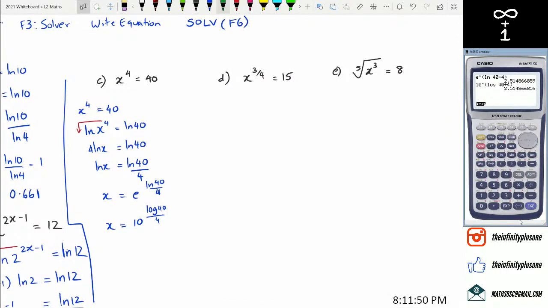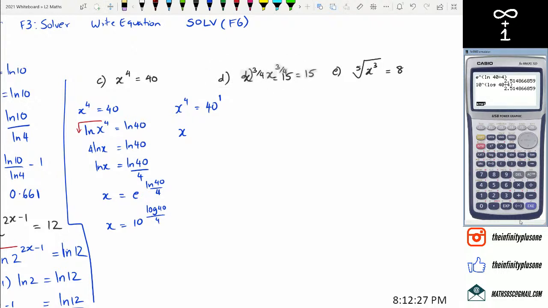So how do we do the shortcut method? The shortcut method is actually converting the power of x into 1. So how do we convert this x to the power of 4 into x to the power of 1? Well, it's simple. What we're going to do is take a power and multiply both sides of the equation by that same power. Because remember, 40 actually has a power of 1.